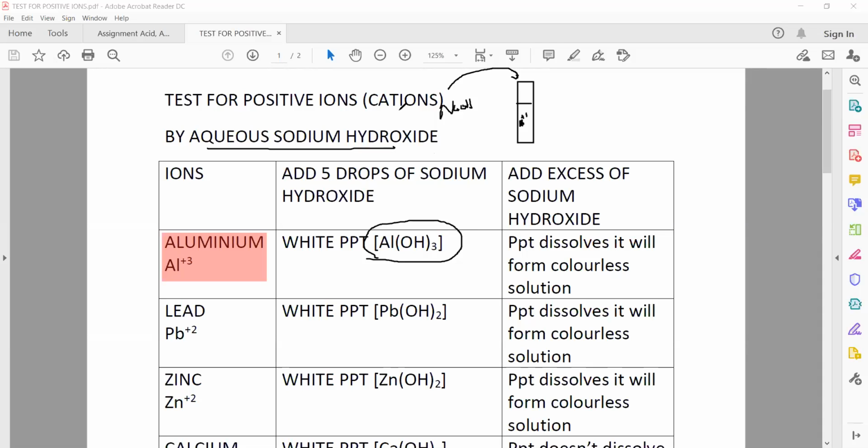So these are the tests for the positive ion. If a salt contains an aluminium ion, you add sodium hydroxide and you will observe a white precipitate. If you add an excess, what does excess mean? It means you add a lot, too much sodium hydroxide. What will you observe? The precipitate dissolves, and it forms a colorless solution.